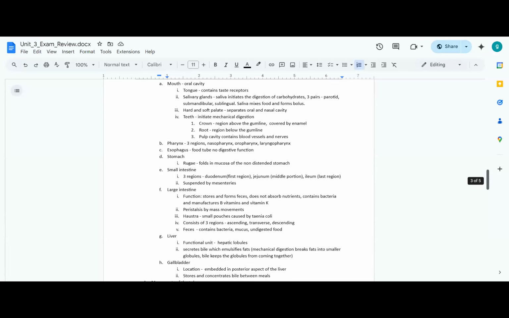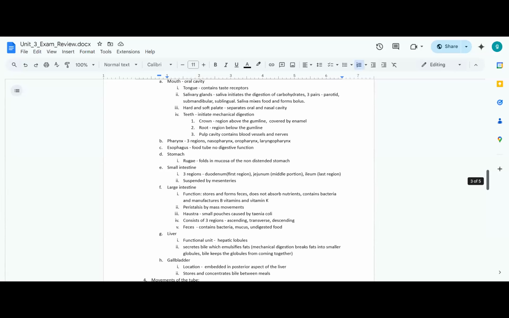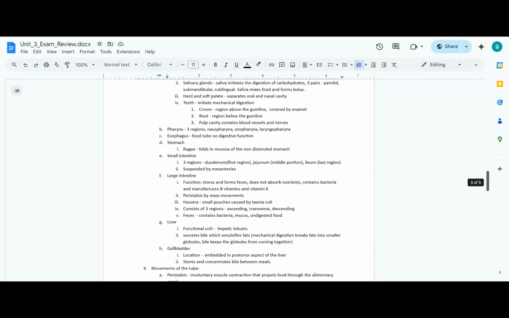Your hard and soft palate separate your oral and nasal cavity, because maybe you have nasopharynx or oropharynx, right? So it's going to help separate that. When you swallow, right, the soft palate is going to elevate to seal off your nasal cavity. Your teeth initiate mechanical digestion, chewing, breaking down food particles into smaller components, right?